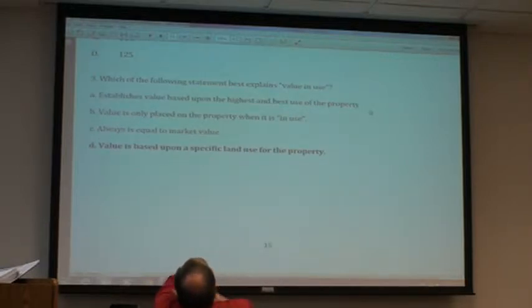Number 3, which of the following statements best explains value in use? Value is based upon a specific land use for the property, is D.